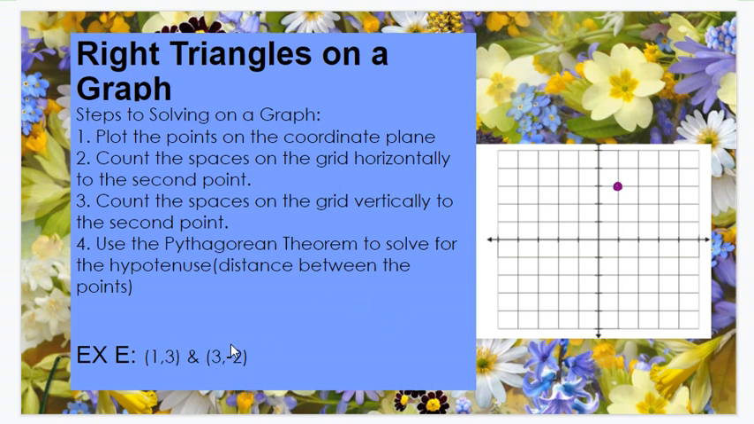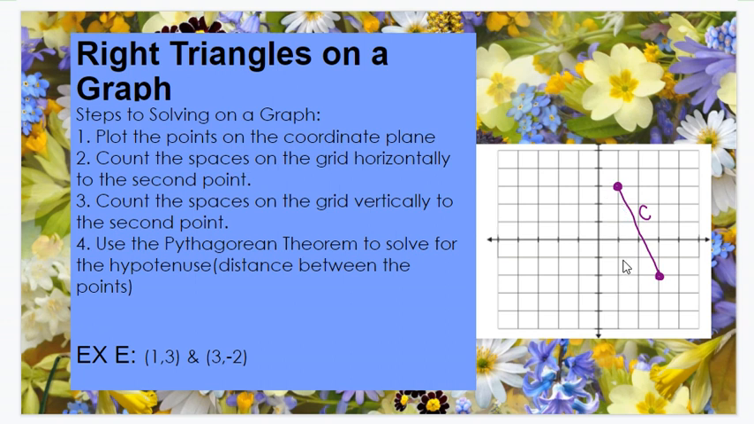Now we're going to plot the second point, (3, -2). Starting again at (0, 0), we go right 3, 1, 2, 3, and negative 2 means to go down 2. Now we have our 2 points plotted. To find the distance between these, which is always a diagonal, that's going to be our c. So that's always a diagonal distance.